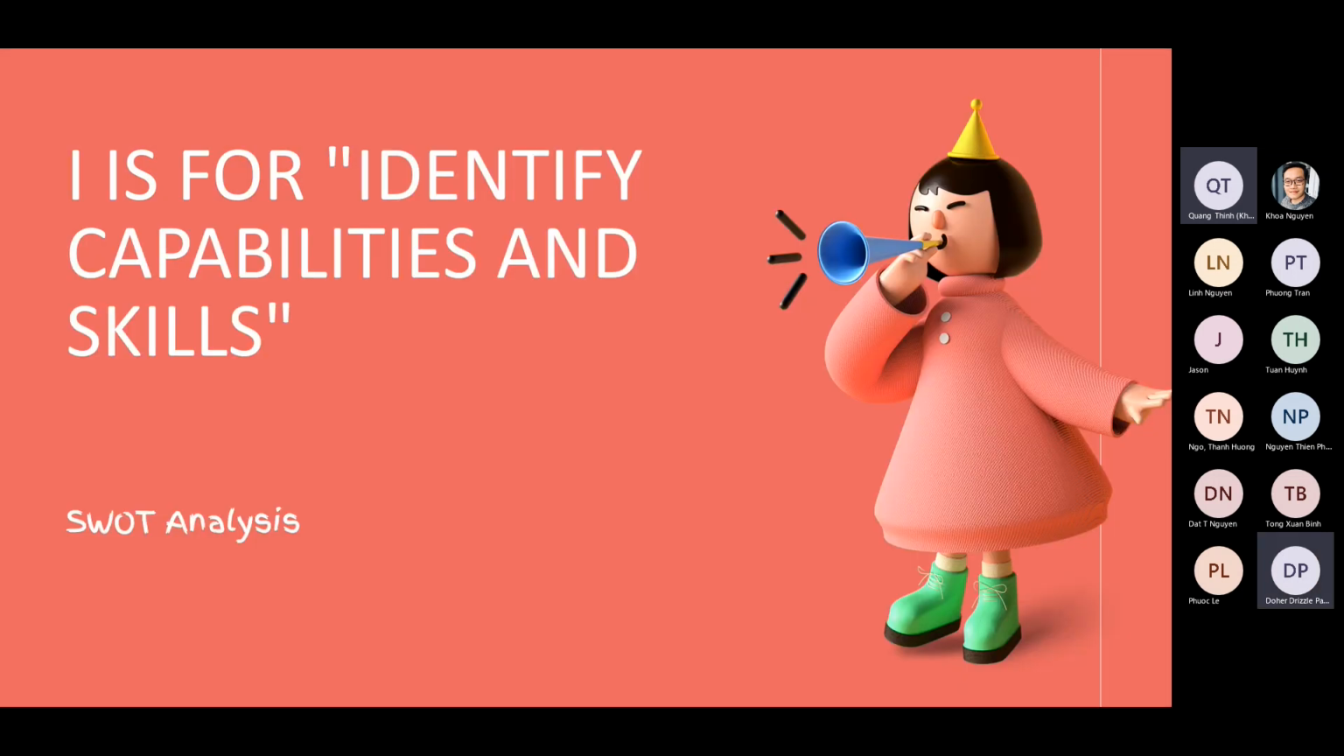I is for identify capabilities and skills. So here, as you can see, we just need to know our team members, our resources, because they are one of our ingredients to success. We can start with the easiest, which is the SWOT analysis: strengths, weaknesses, opportunities, and threats. That's a good start when we do our assessments or evaluation.